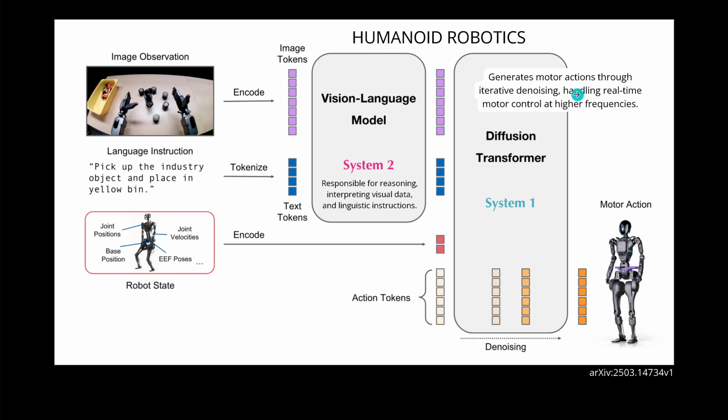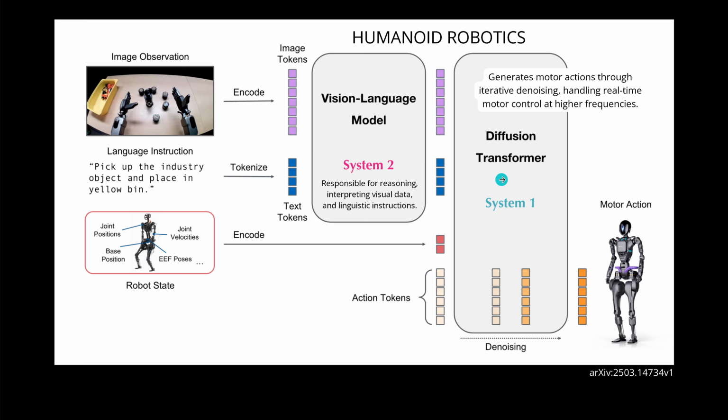This System 1 generates here the motor actions through iterative denoising of our diffusion transformer, handling the real-time motor control at higher frequency. So you see, the idea, in my understanding, is having a System 1, a fast one, and a System 2, a slow thinking one, is similar to a human idea. So therefore, I think the idea of humanoid robotics emerges here by Nvidia. But hey, the marketing department was working overtime. So we have a fast system for the motor action, that is good, and a slow thinking system, no?